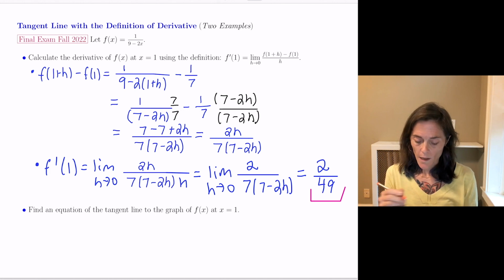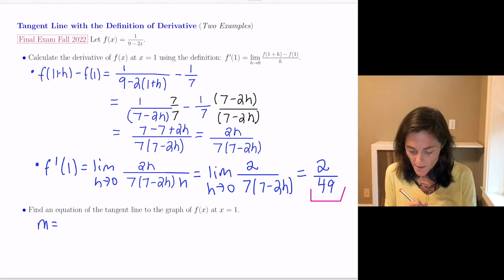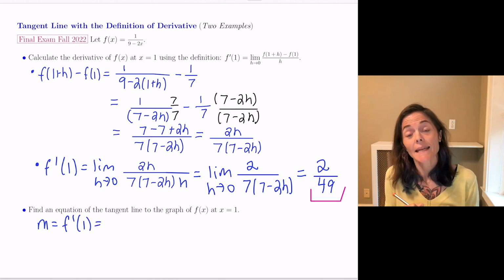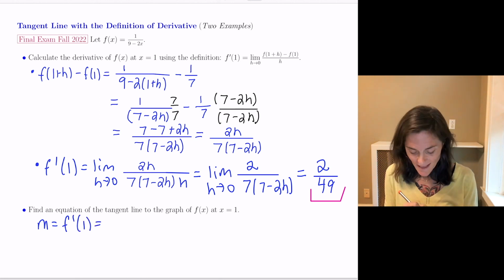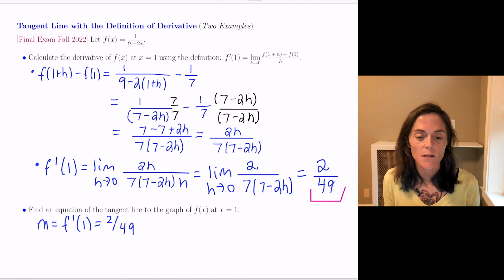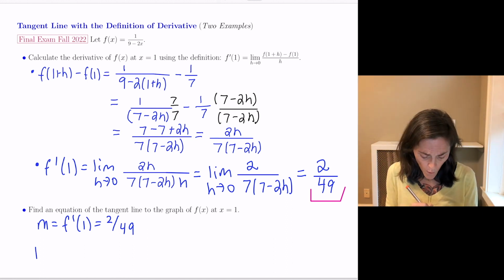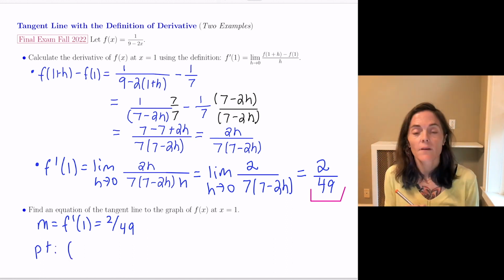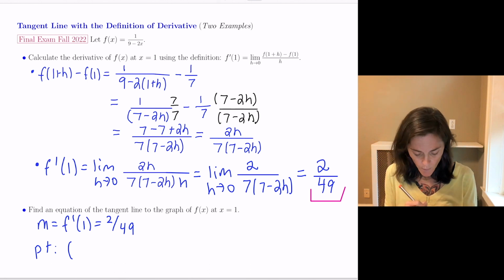Next, well, we've calculated the slope of the tangent line in part A. The slope of the tangent line is the derivative evaluated at x equals 1. It's also the instantaneous rate of change of my function at x equals 1. And then a point, which is on my graph, and on my tangent line would be 1 comma f of 1.